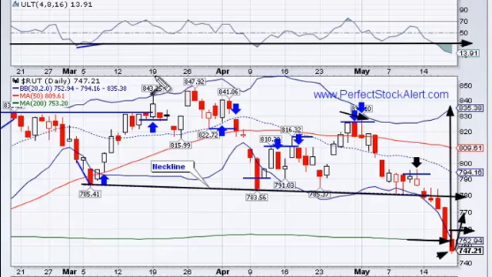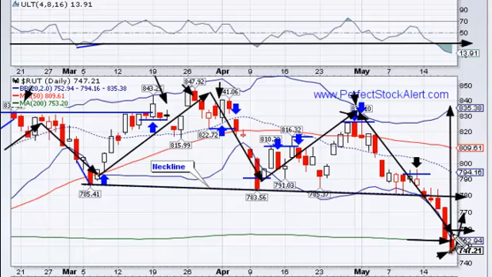We've already talked about this in the past. Major resistance here, here, here, even back there, and then again here. Head and shoulders formation forming there. There's nothing bullish about this chart.